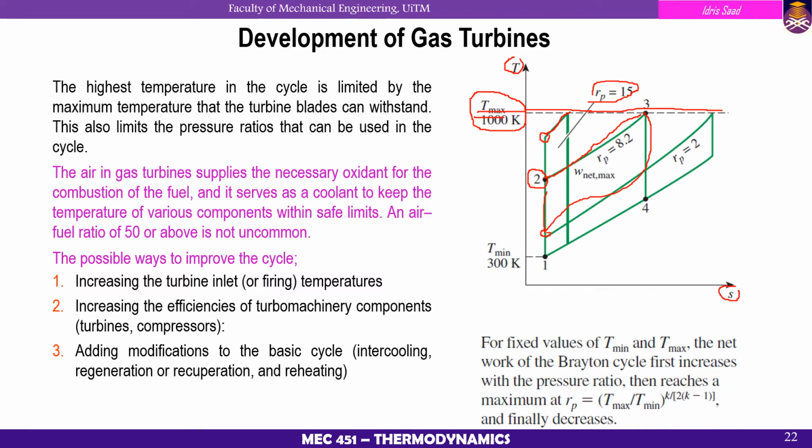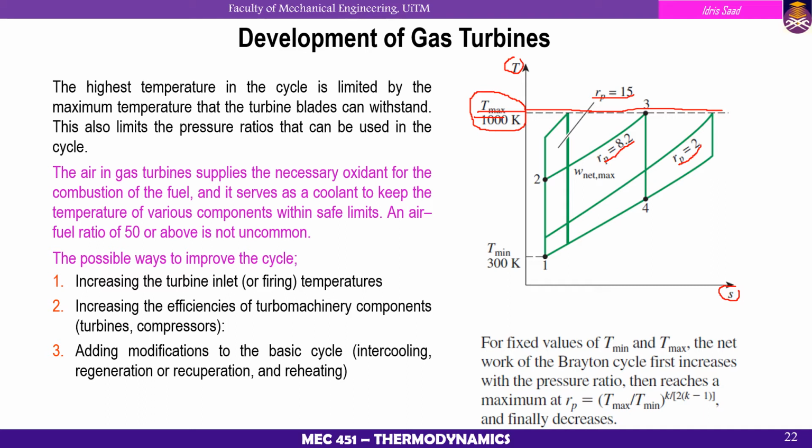As you can see in this graph, the area underneath these three curves, the first one is with Rp equal to 2, this is pressure ratio equal to 8, and this is pressure ratio equal to 15. It seems like the pressure ratio of 8.2 has a higher net work output as compared to the pressure ratio of 2 and the pressure ratio of 15.